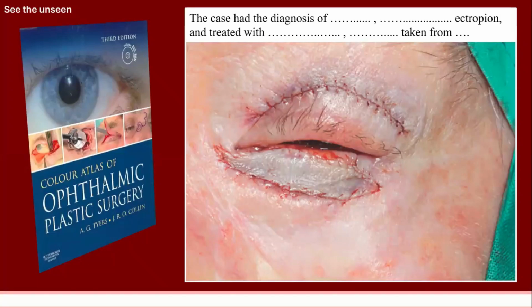The case had the diagnosis of lower lid cicatricial ectropion, and treated with skin graft. Two gaps are there. Yes. I don't know the other graft. Taken from? Taking from post-auricular or supraclavicular. I don't know from where.